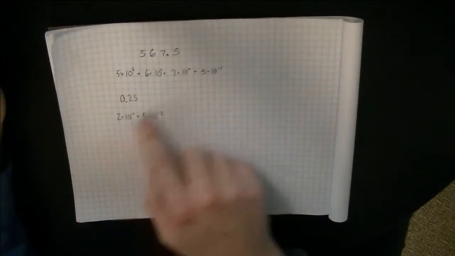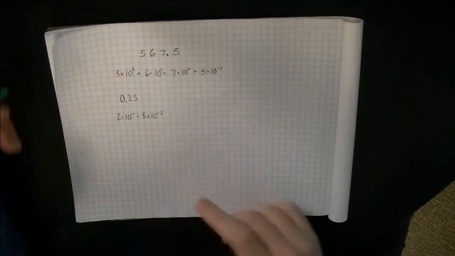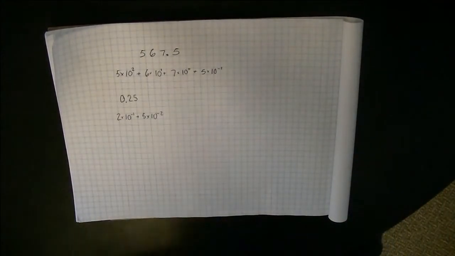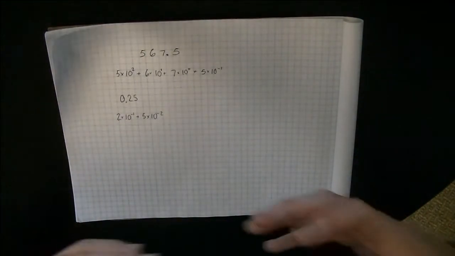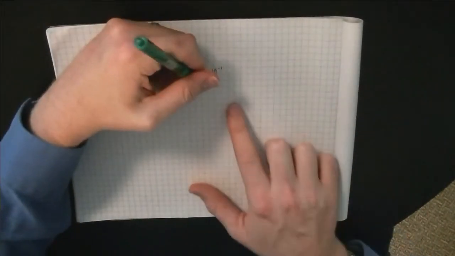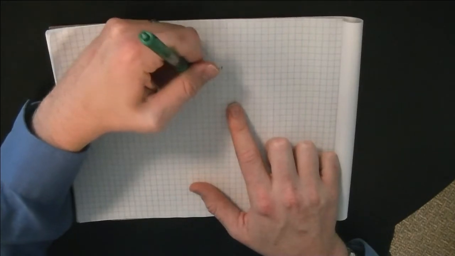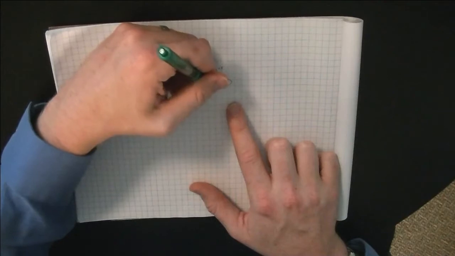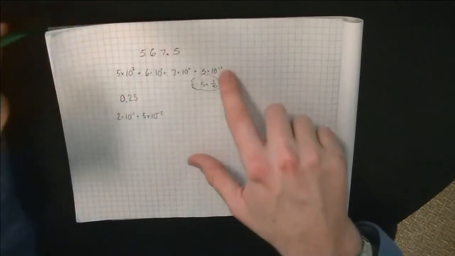Now, what does this mean? This 10 to the negative 1, 10 to the negative 2, right? What are these negative exponents? Well, it's important to remember that when you have a negative exponent, that takes the reciprocal of the number that we're looking at. So what this is really saying is 5 times 1/10 up here.